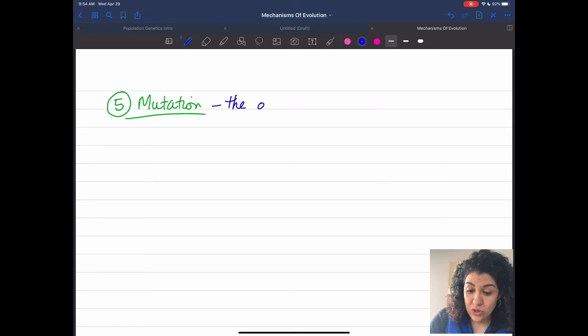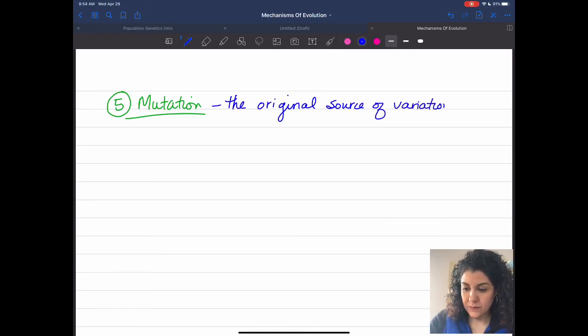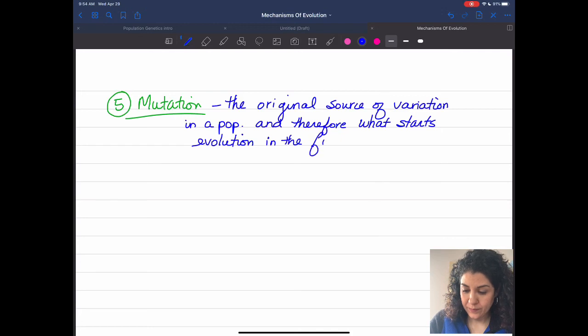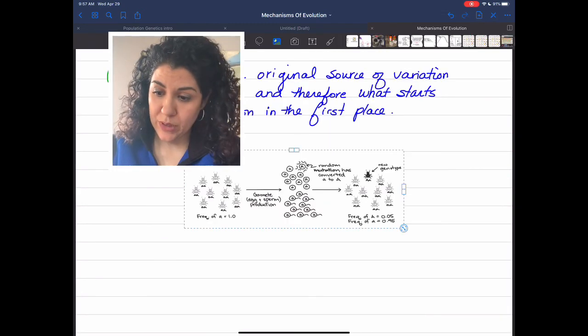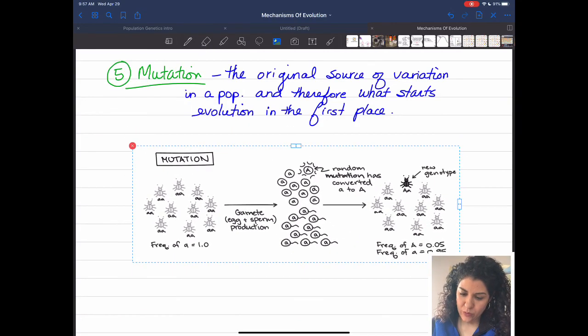So this is the original source of variation in a population, and therefore what starts evolution in the first place. If there wasn't mutation, we wouldn't have any of this, okay? And so again, let's put a picture on here. This is a picture for mutation.